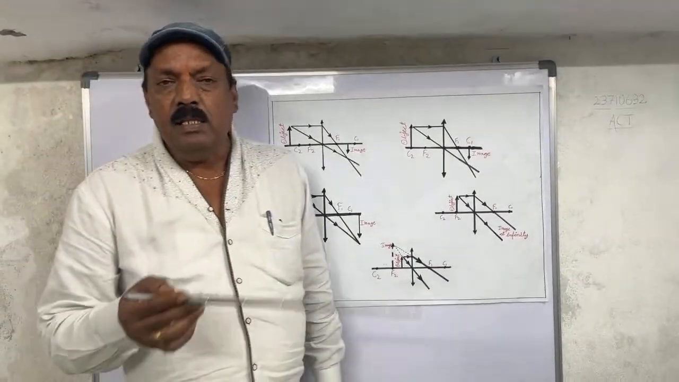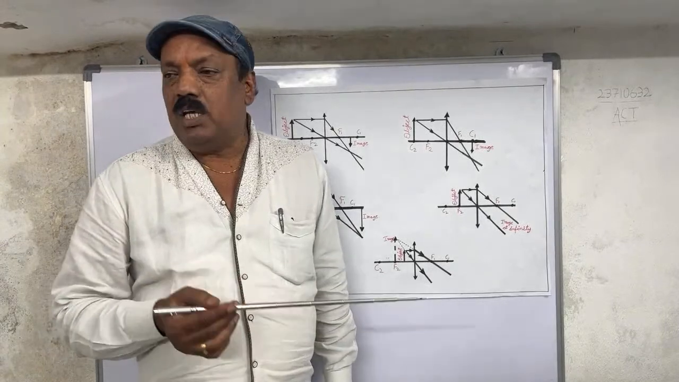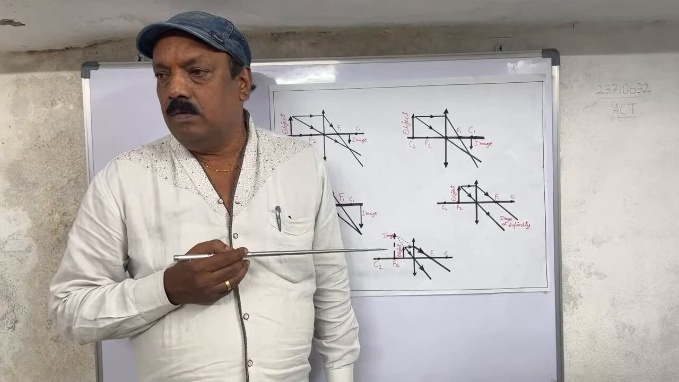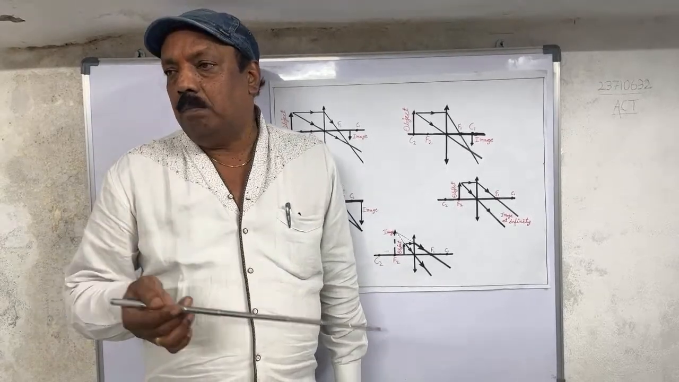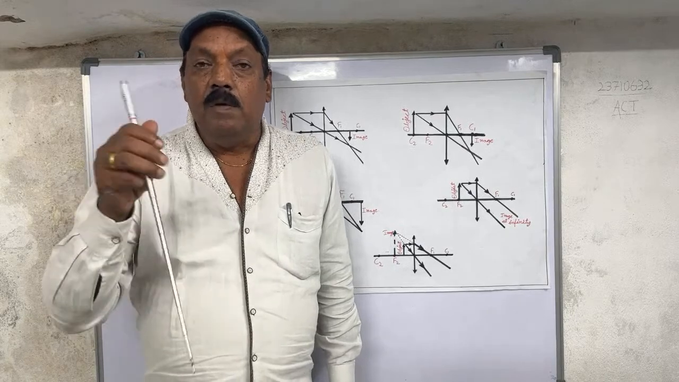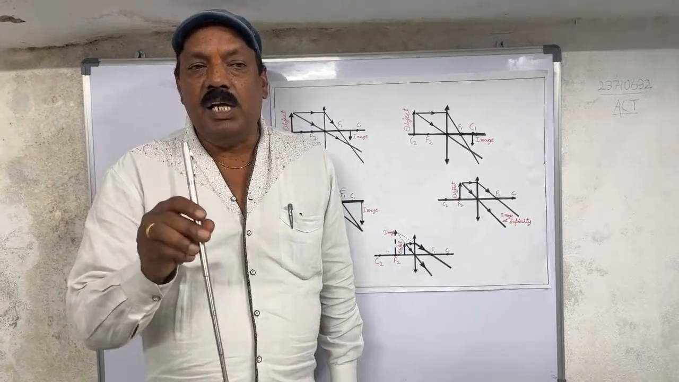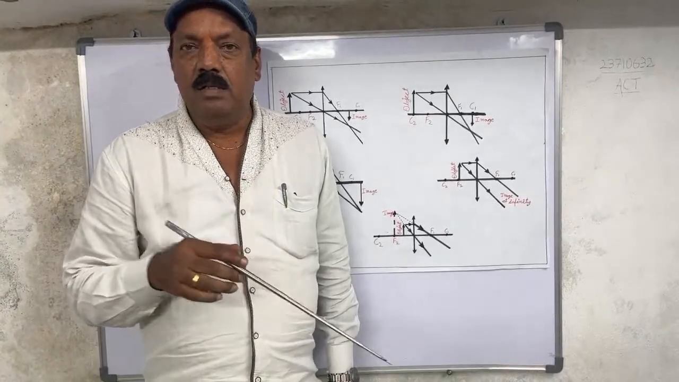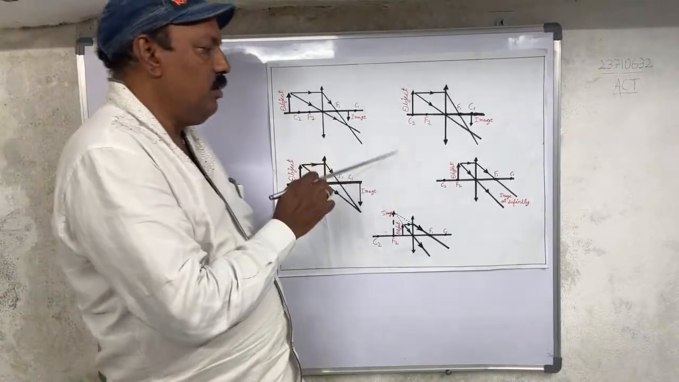And you may get one question in the examination: when do we get the same size of the image? Where do I keep the object? That time you have to give the answer. If you keep the object on C, we will get the image on C, the same size of image. So that is the range you have to find out.